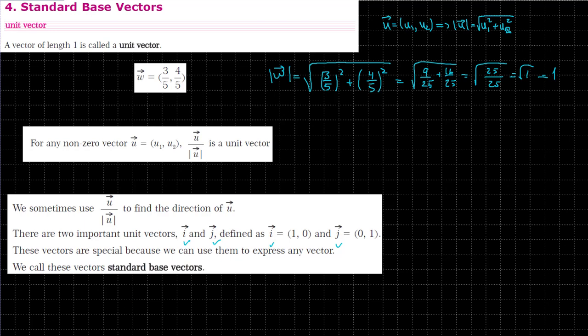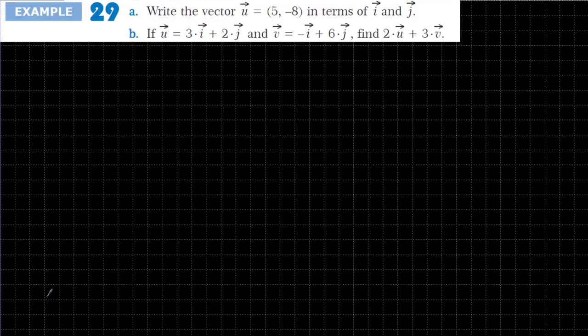Here we are going to solve some questions with examples. The vector u is equal to 5 and minus 8, and we are going to write this in standard base form. u is equal to 5 and minus 8, which at the same time we can write as 5i plus minus 8j.